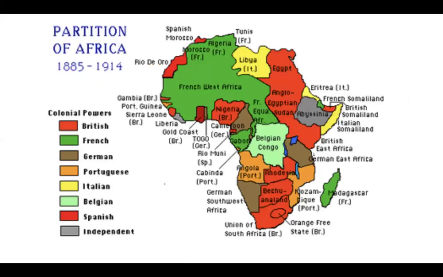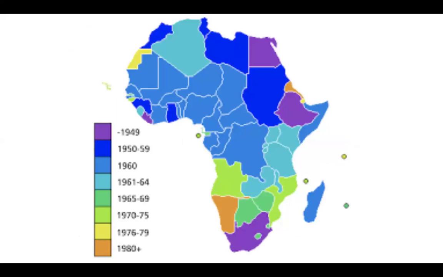So remember, this is the partition of Africa following that Berlin Conference in 1884, 1885, all the way back then, right? And then now these are the countries that received their independence. Remember, Liberia and Ethiopia remained free, right?